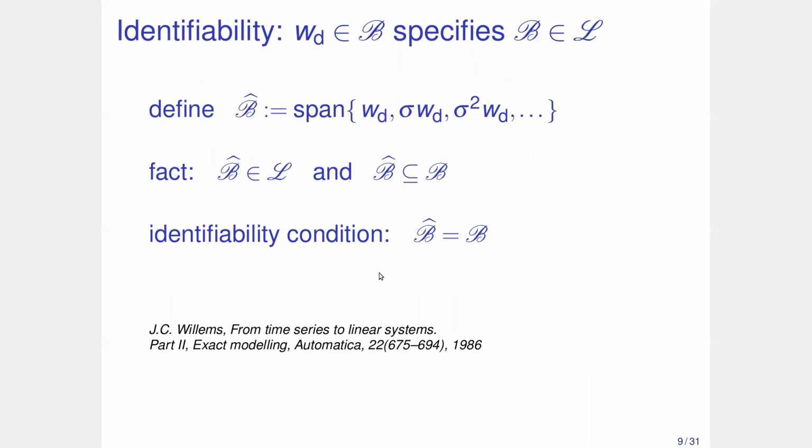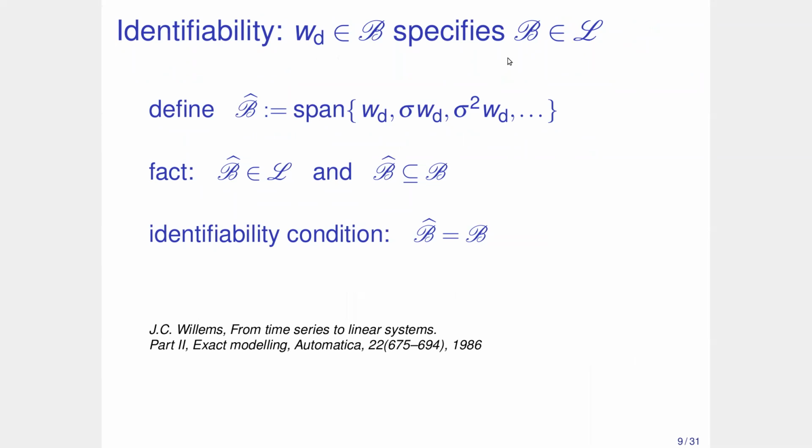So the first question that we'll consider is important in system identification. This is the identifiability question. Given a trajectory w_d of a linear time invariant system, under what conditions on the data can the system be recovered back from the data?